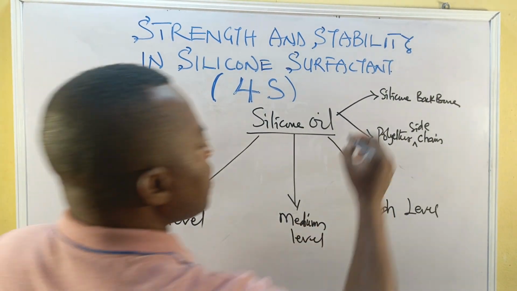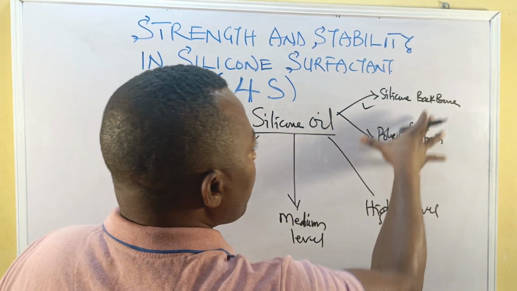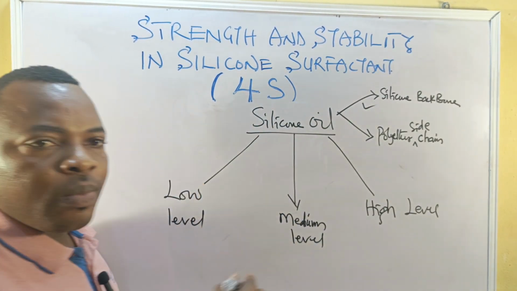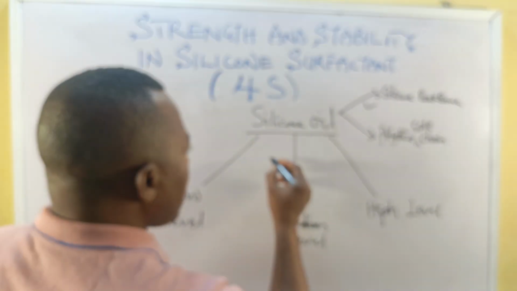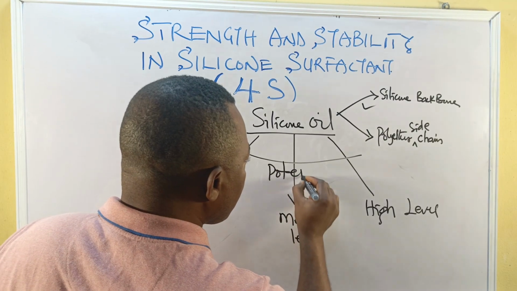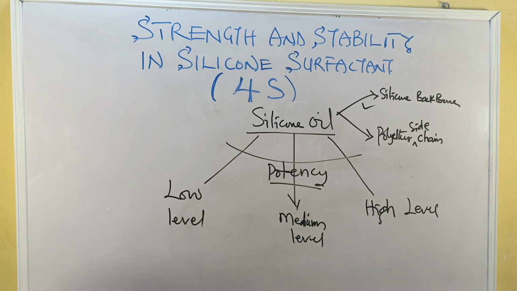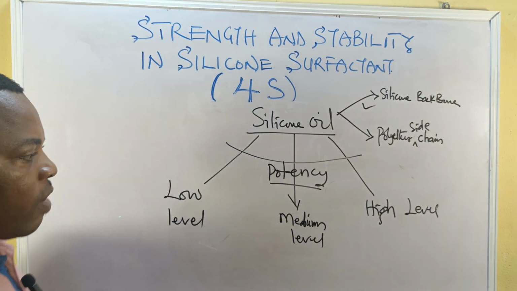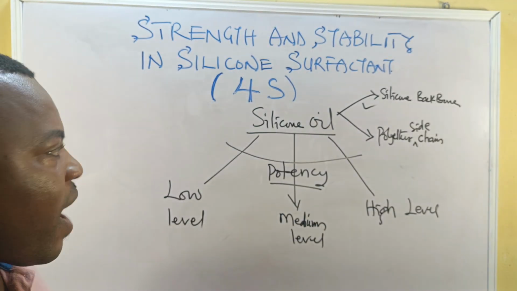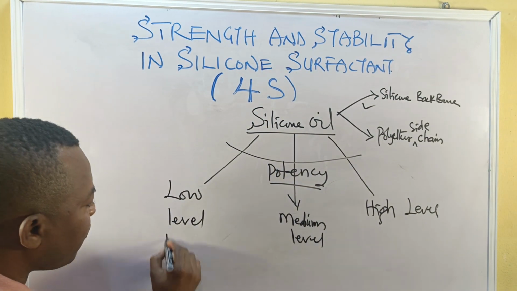So what concerns us is this. We are going to use this to interpret the potency, because in this oil, we have what they call potency. I hope you are not confused. I'm going to simplify this. This is how silicone is being manufactured and classified. Look at the classification now. So low silicone is mainly for low density.